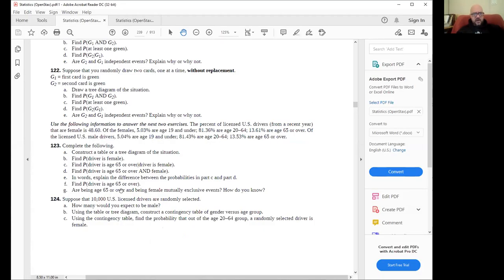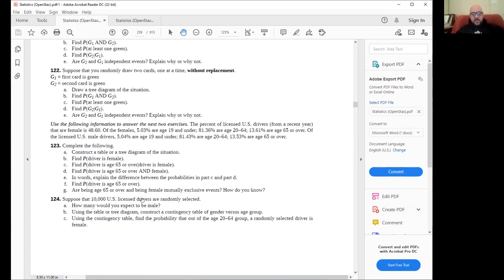Are being age 65 or over and being female mutually exclusive? Obviously not. There are women who are 65 or over, so clearly not mutually exclusive. How do we know? Because one does not preclude the other. If you are a woman, it does not mean that you cannot be age 65 or over. And of the people who are age 65 or over, it is not true that none of them are women. That's how I know.